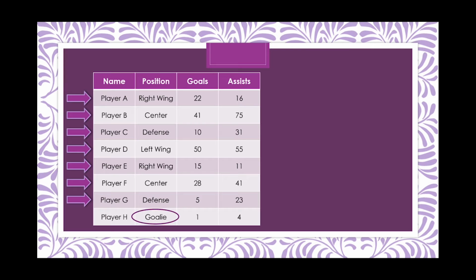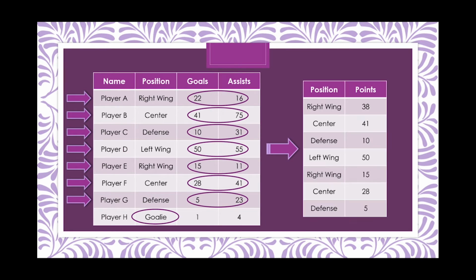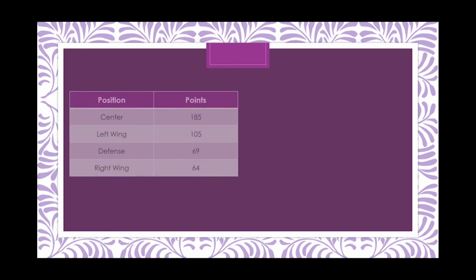a goalie. The goals and assists for each of the positions that are not goalie are summed, and the positions with these aggregated points values are selected and placed in a new table. Each of the positions is then grouped and their total points are summed up. Finally, the positions are sorted by their number of points in descending order.